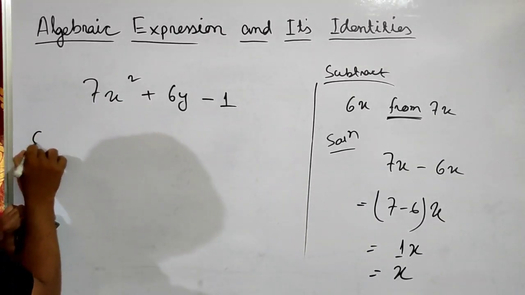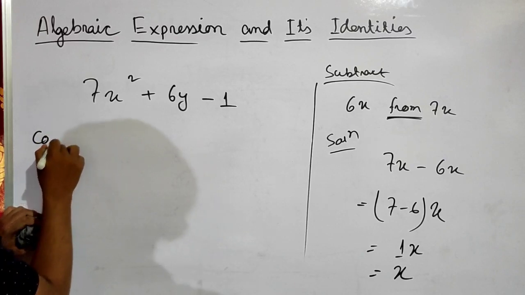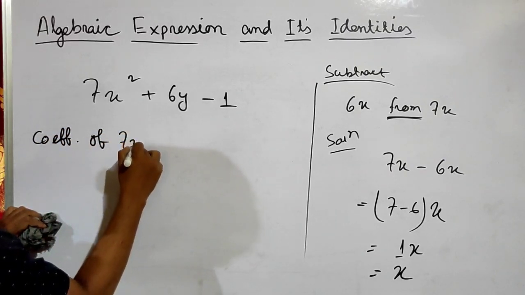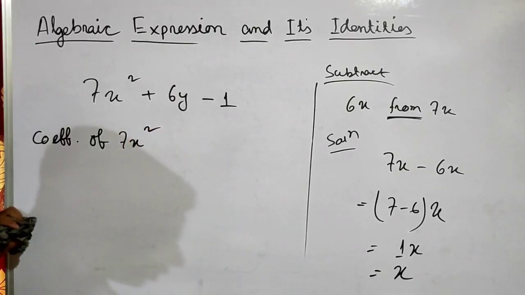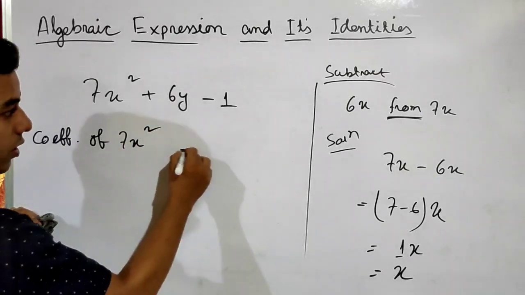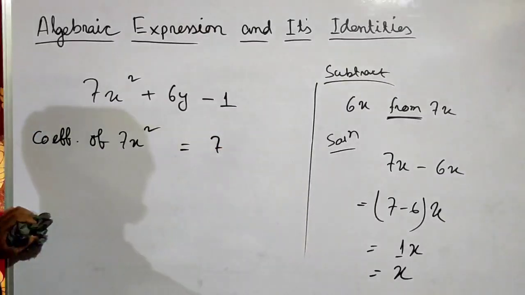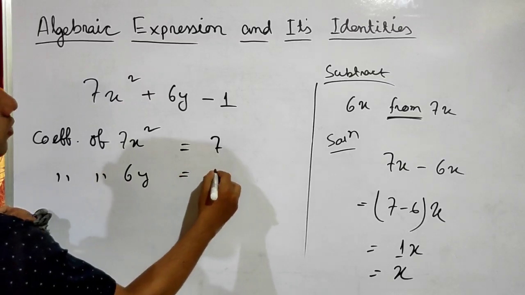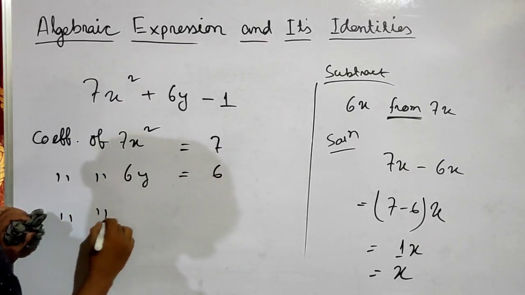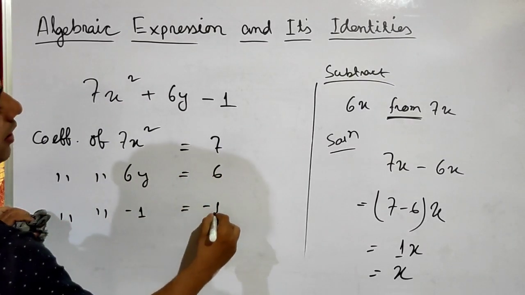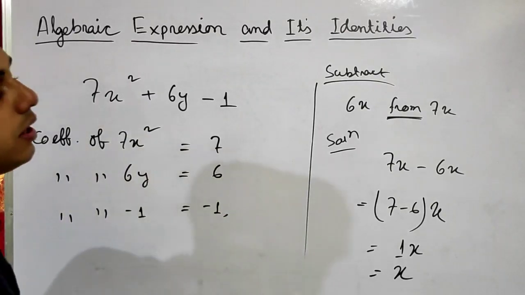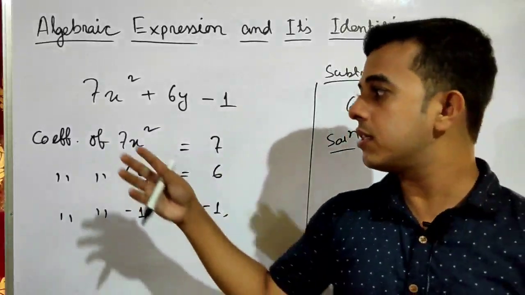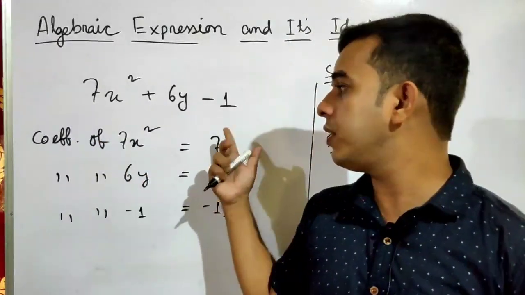So we'll write coefficient of 7x square. Coefficient of 7x square is what? It is 7, isn't it? Next, coefficient of 6y equals what? 6. Coefficient of minus 1 equals what? Minus 1. Clear? Okay, now look, it is only saying that coefficient. If it is said like this, coefficient, so we'll write this like this.